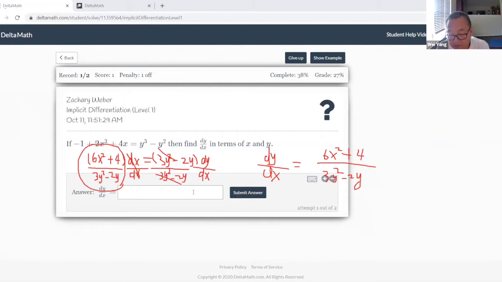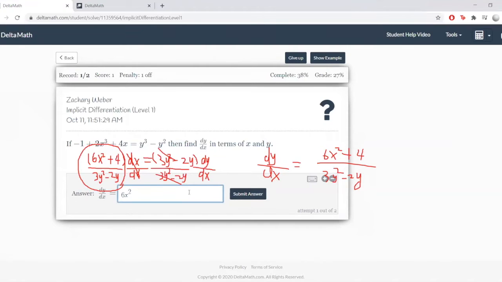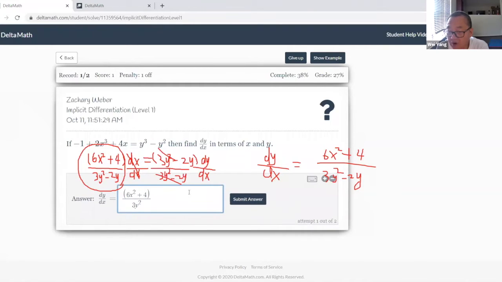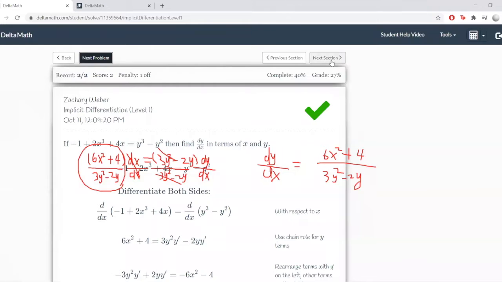Do you understand? I think so. Okay. Then you can put this answer here and check if it's correct. You need to add the parentheses, right? Then divided by 3y squared minus 2y. Yes. Okay, good.